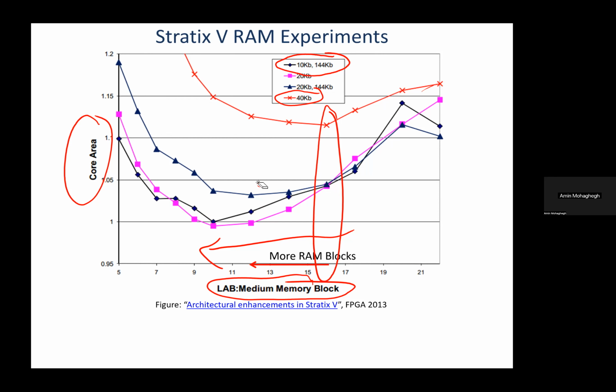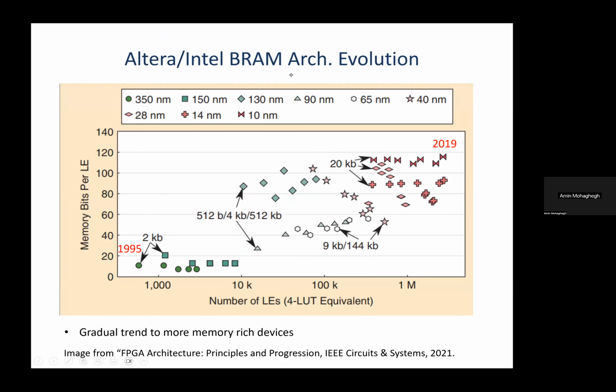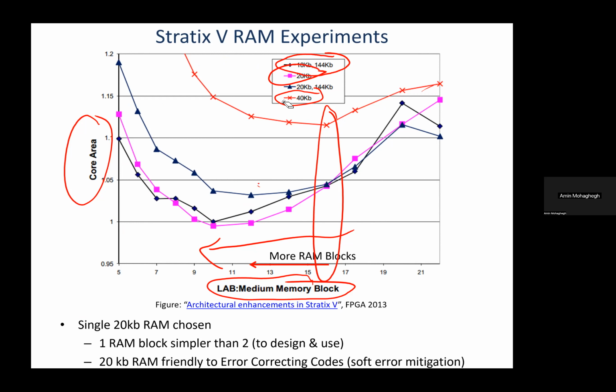And then they also looked at what if we just do a single RAM that is 20 kilobits. And that's this pink line. And they find that works just about as well. Okay? And they have to tune it, like they have to decide how many RAM blocks to build. Like you notice that the minimums on these curves aren't all at the same place.